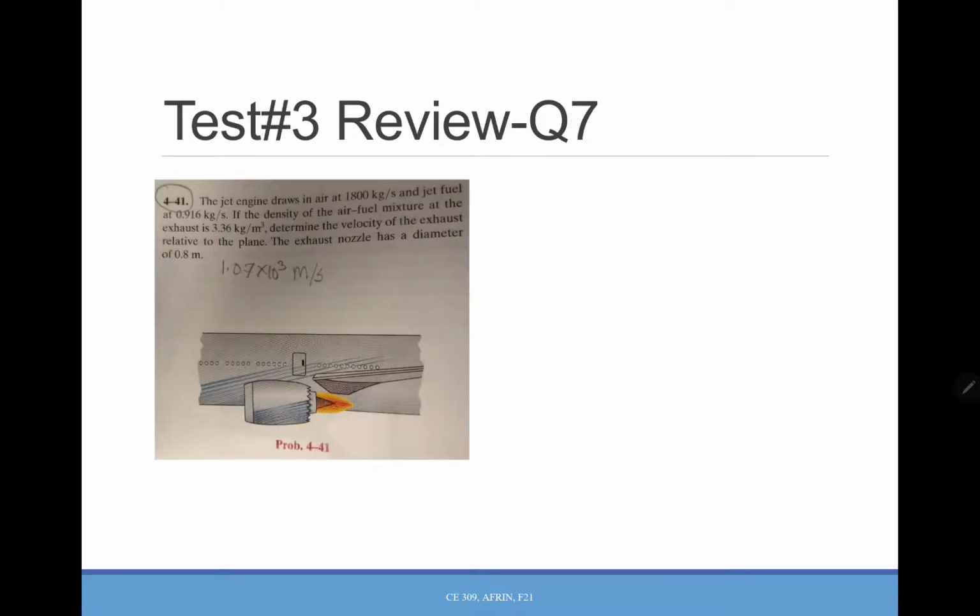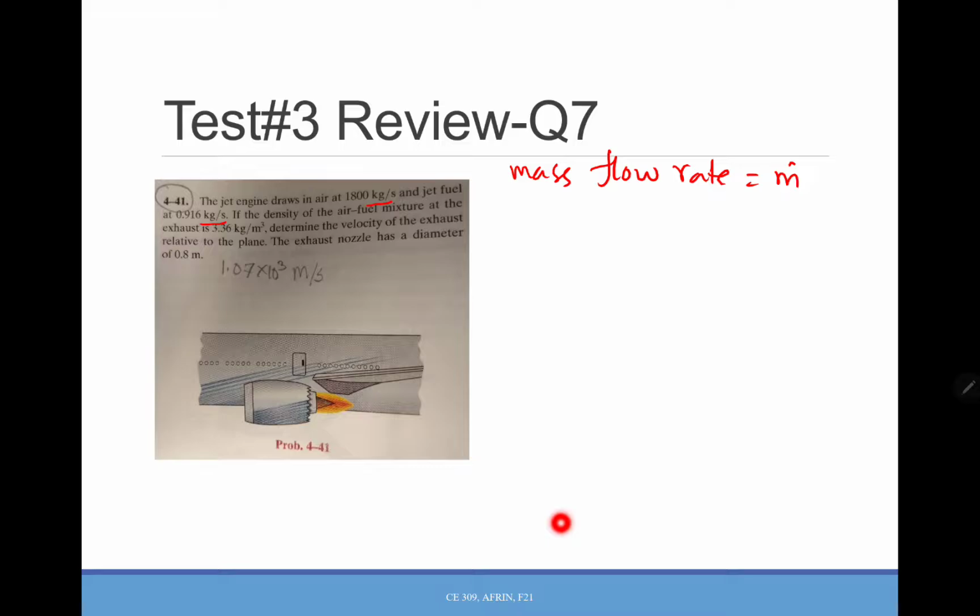For Q7, that is easy also. The jet engine draws in air at 18 kg per second and jet fuel at 0.916 kg per second. Notice the unit, it's kg per second, so it's mass flow rate. Okay, here if the density of the air fuel mixture at the exhaust is 3.36 kg per meter cube, determine the velocity of the exhaust relative to the plane. The exhaust nozzle has a diameter of 0.8 meter.